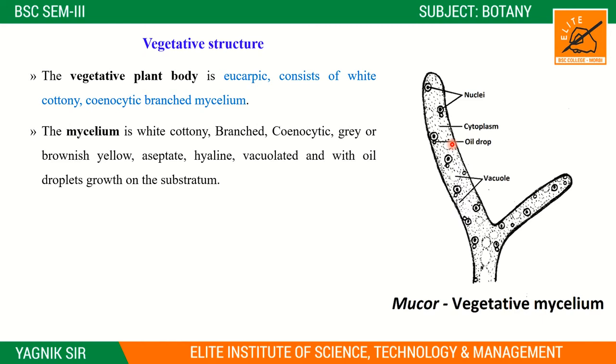That means hyaline is a sterile mycelium and refers to the fungus that grows vegetatively, without producing any kind of spore and any fruiting structure. That means this type of structure is called a hyaline structure.